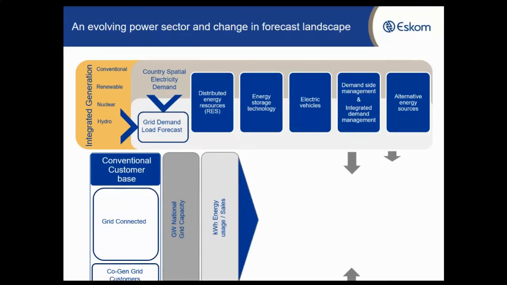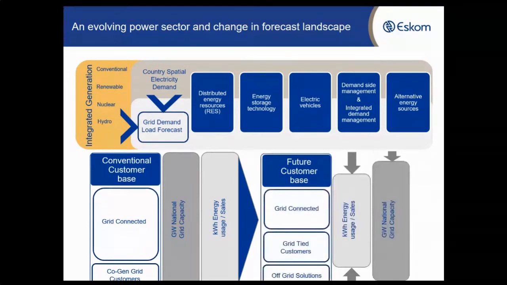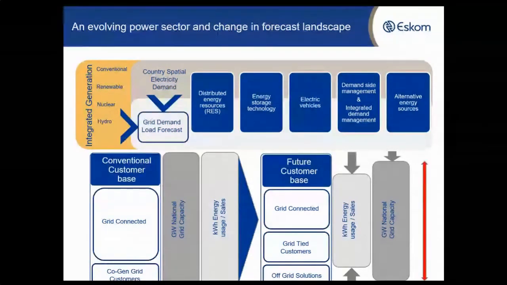However, moving into the future, our new customer base is fairly based on grid connected, grid tied customers and some off-grid solutions. What we've seen already is that there's a drastic reduction in the energy usage or the sales needed to supply these customers. However, the grid that's still needed to supply these customers has reduced slightly, but not as much. So the demand has reduced because of these different connections in our new customer base. However, the actual grid capacity and the forecast landscape has not changed that much. There's still a certain base amount of capacity needed to service our clients from the grids.